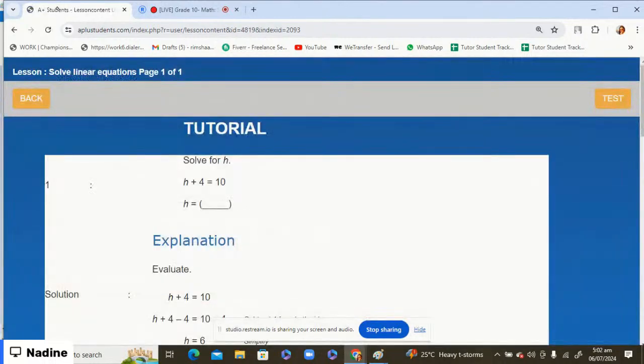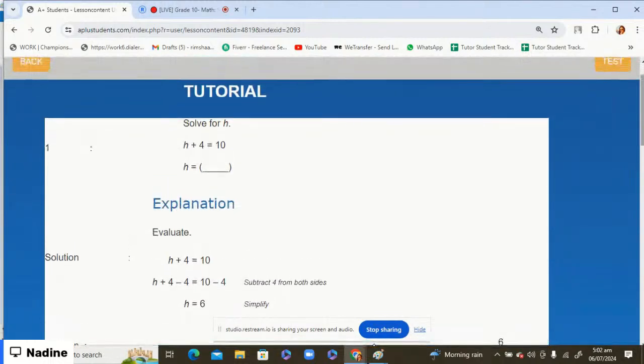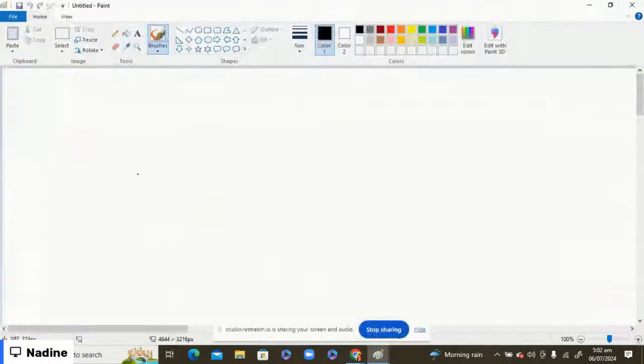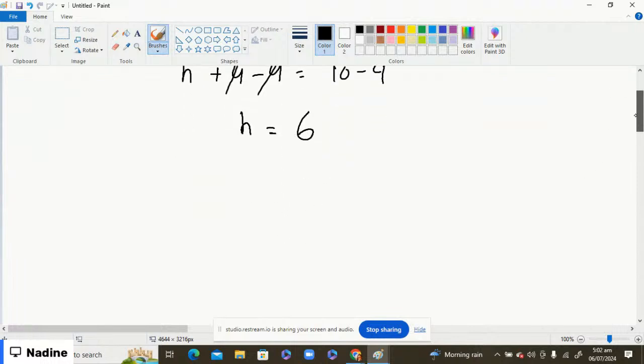Solve for h. If you have a question like this, how can we solve it? You are just going to subtract. So h plus 4 equals 10. What we do is subtract 4 on both sides. There is minus 4 and here is minus 4. The 4 and 4 cancel, only h is left, and 10 minus 4 is 6. This is the way to solve it.